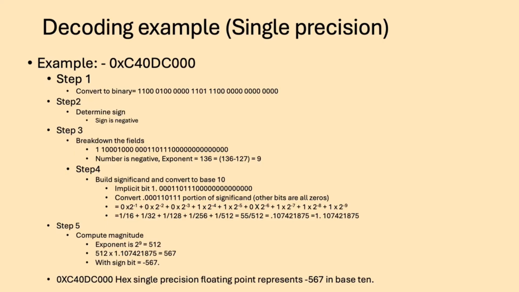1.10742185 by 512 to get 567. The reason we used 512 is because that's 2 to the power of 9. So the final value is minus 567. Don't forget the sign bit. So, hopefully, that's clear enough.